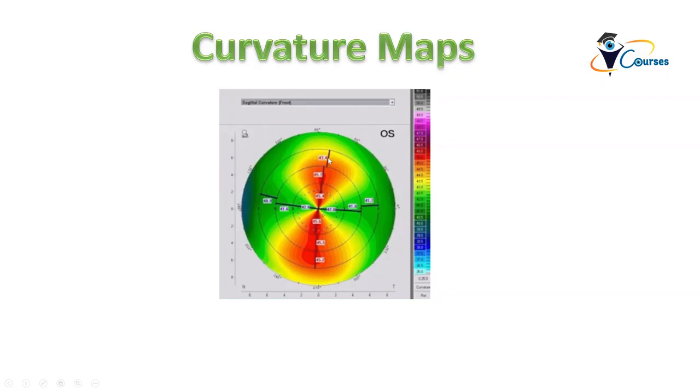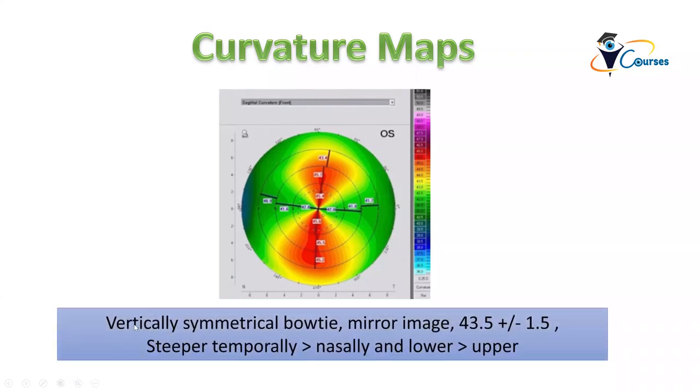So this bow tie has 2 segments, upper and lower. This patient has with the rule astigmatism because the vertical meridian here at 90 degrees is steeper. And these 2 bow ties are almost identical in size. So this patient has regular with the rule astigmatism. So this will be the normal, vertically symmetrical bow tie, a mirror image.